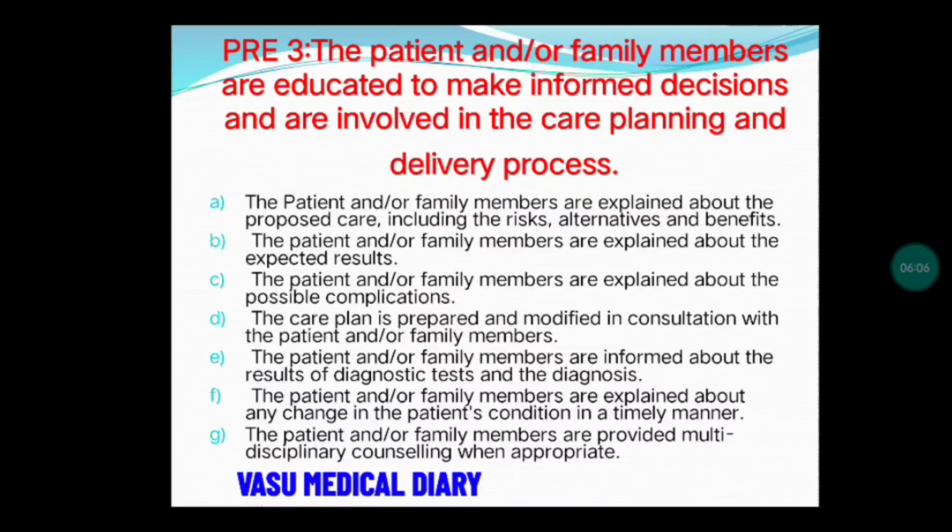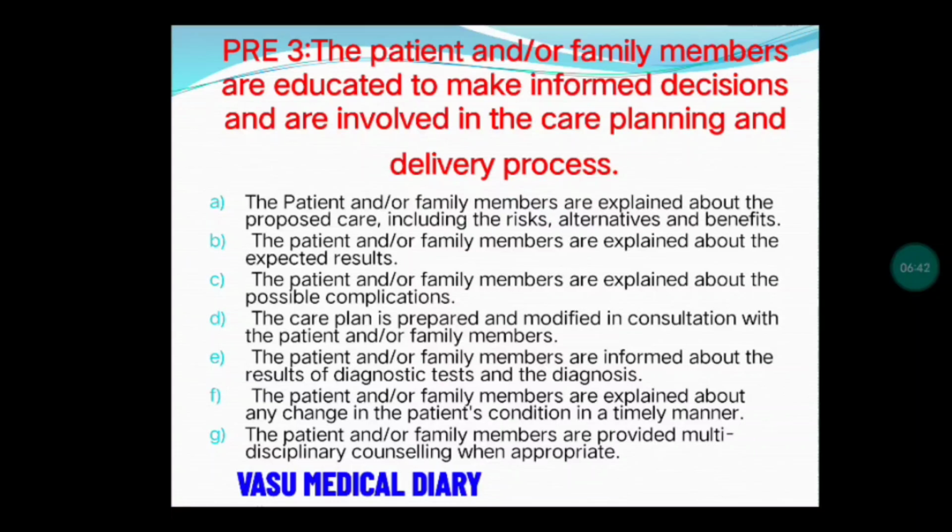The patient and family members are explained about any change in the patient's condition in a timely manner. This is very, very important. For example, you are admitting a patient under medical management in a ward, but the patient suddenly becomes sick, and the early warning score is showing very high. You are urgently shifting the patient to the ICU. Even though the bystander is not in the hospital, you should call them and update them that there is a change in the patient's condition. The patient and family members are provided multidisciplinary counseling when appropriate.